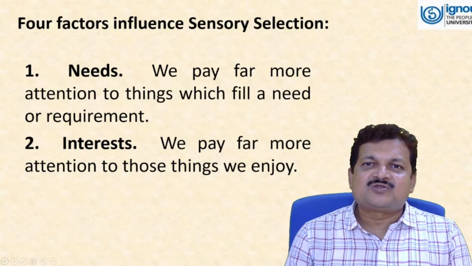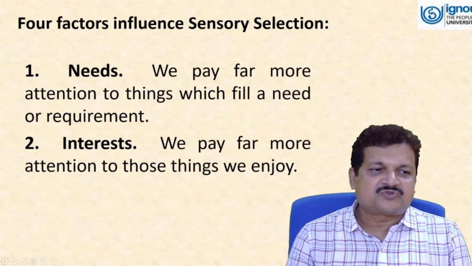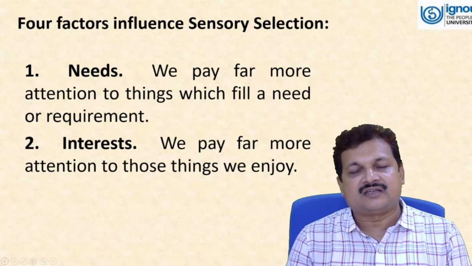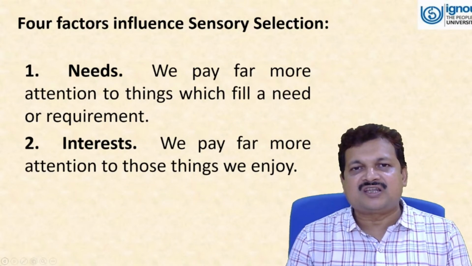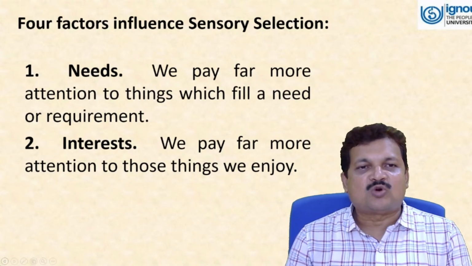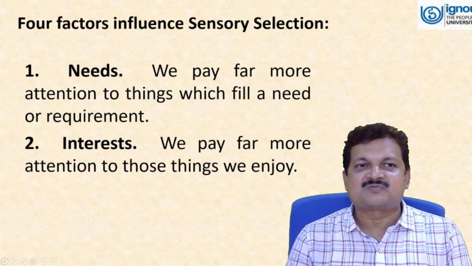Four factors influence your sensory selection. First is needs, what you require. Let us say I am feeling hungry now. My first priority is to search for hotels or food items, where they are available, or what kind of food I should take. So needs play a vital role.